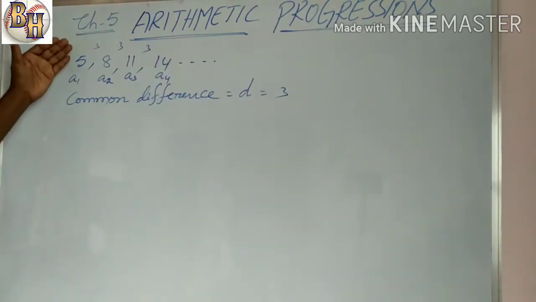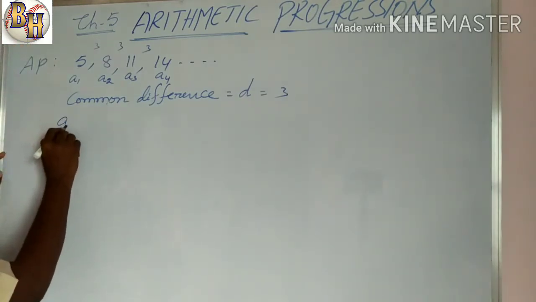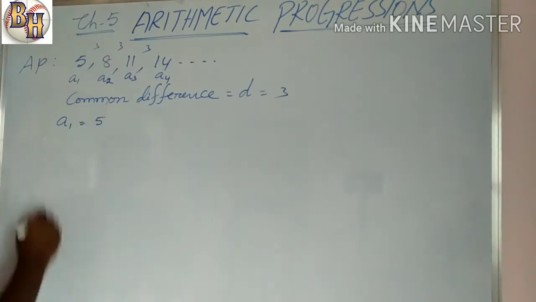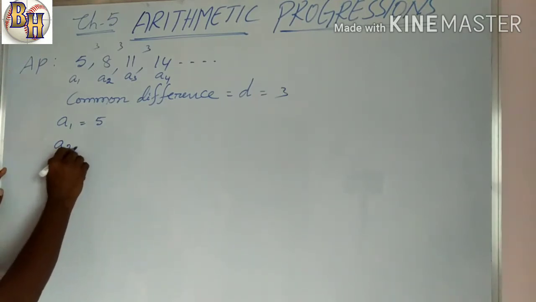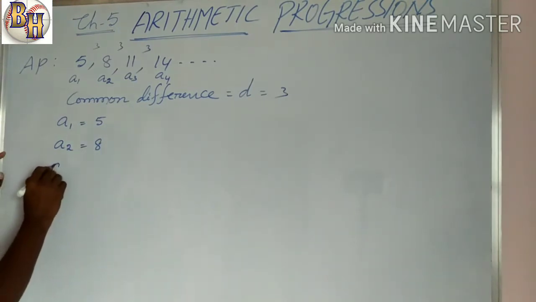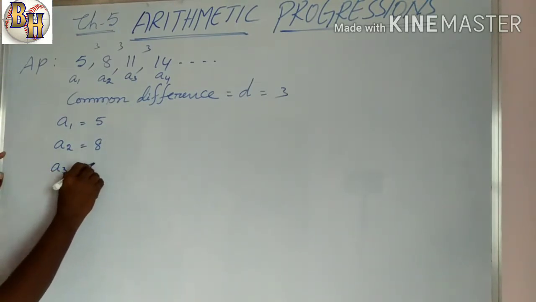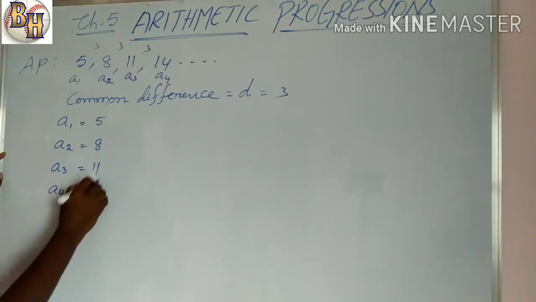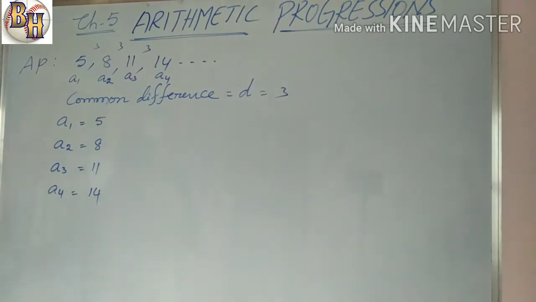What is the first number here? A1 is equal to 5, that is the first number. A2 is equal to how much? 8. A3 is equal to how much? 11. A4 is equal to how much? 14.